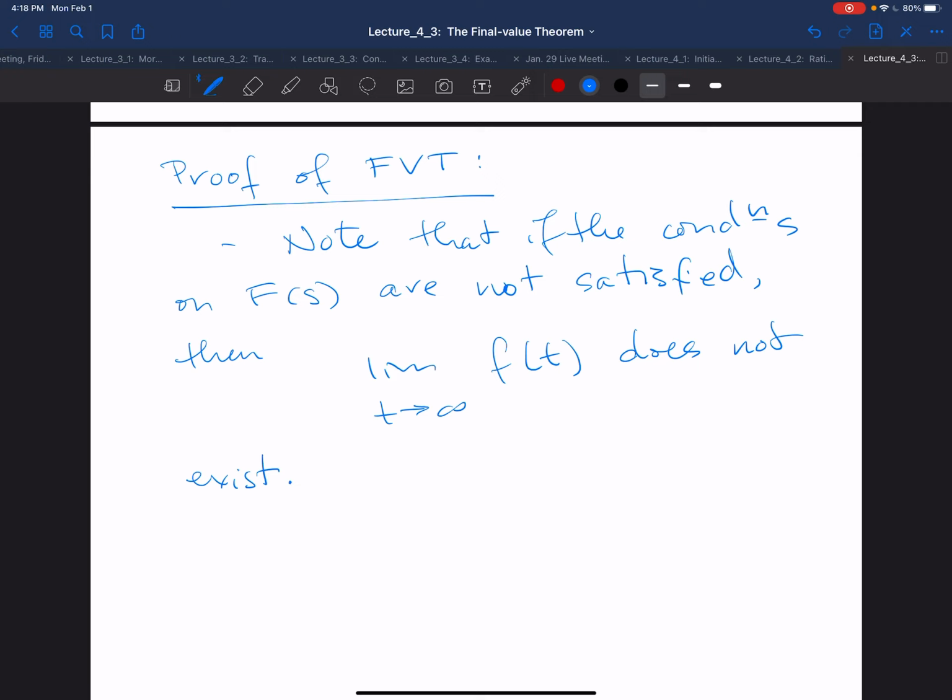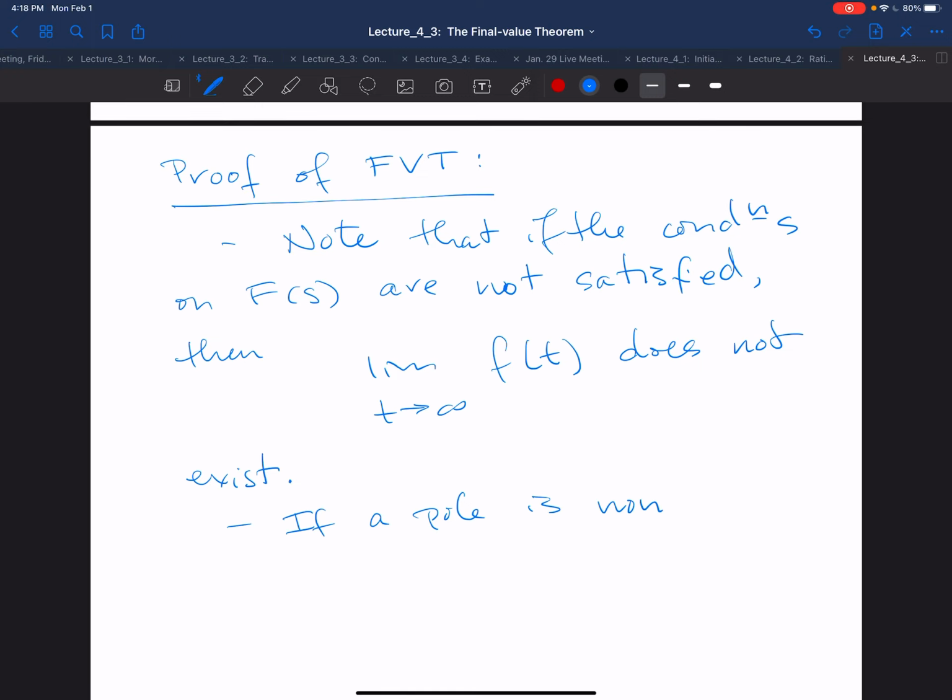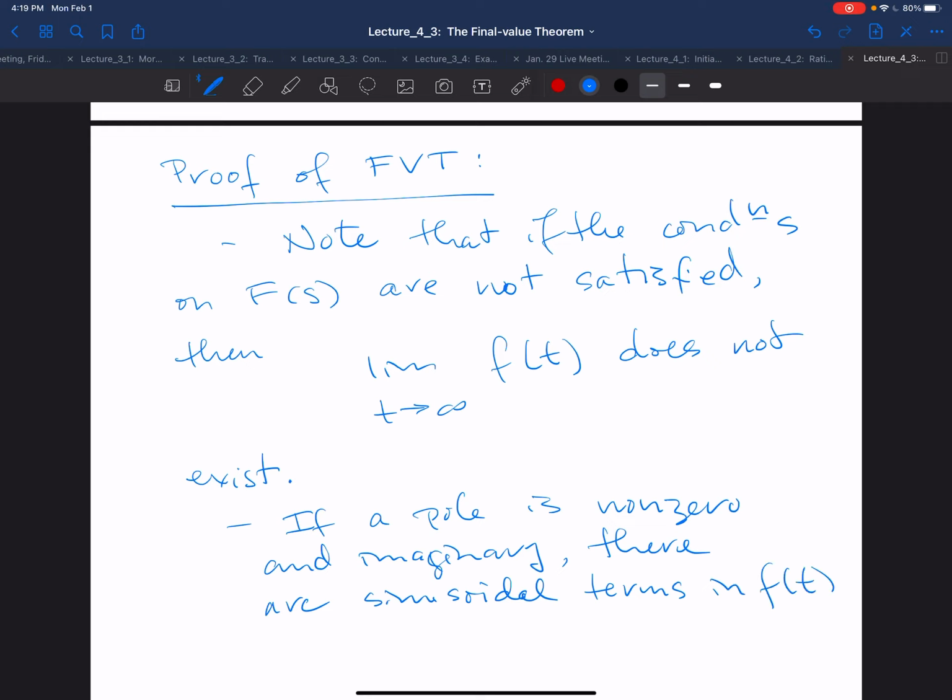So if the real part of a pole is non-negative, then you should be able to see that, well, let's look at some of the cases that you want to consider. So suppose the real part of a pole is 0, but the imaginary part is not 0. In that case, as we saw from the first example, there will be sinusoidal terms in f(t). And the limit of those sinusoidal terms as t goes to infinity will not exist.